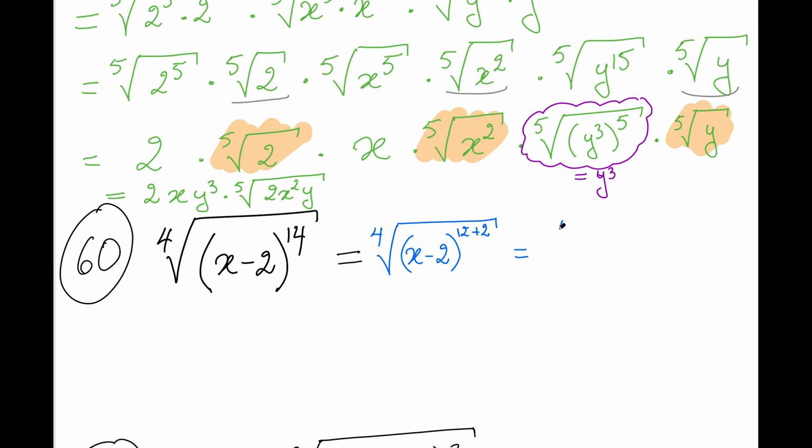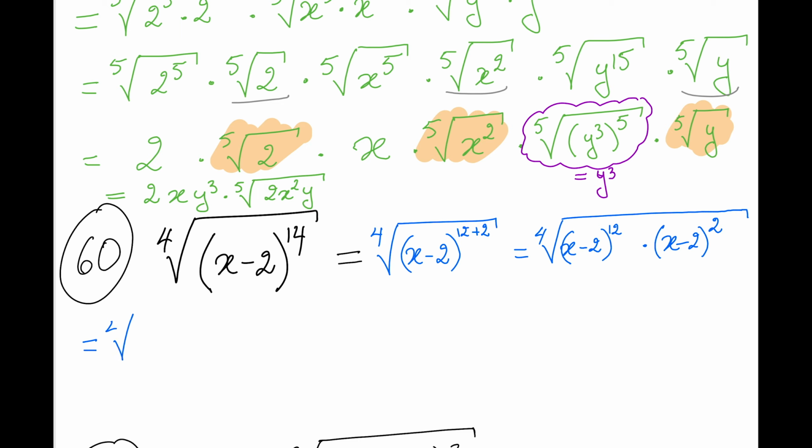Okay, so we get the fourth root of (x minus 2) to the power 12 times, all right, let's do it. Let's do it in steps again. So this is the same as (x minus 2) to the power 12 times (x minus 2) to the power 2, right? Because this product remains (x minus 2) to the power 12 plus 2. Okay, and now I'm going to use the product rule for radicals. I'm going to let the fourth root commute with multiplication.